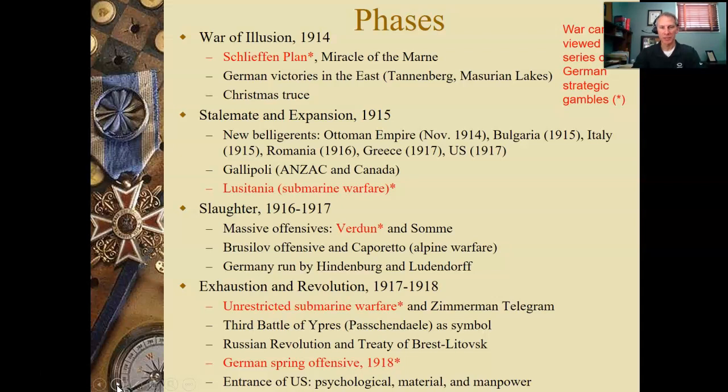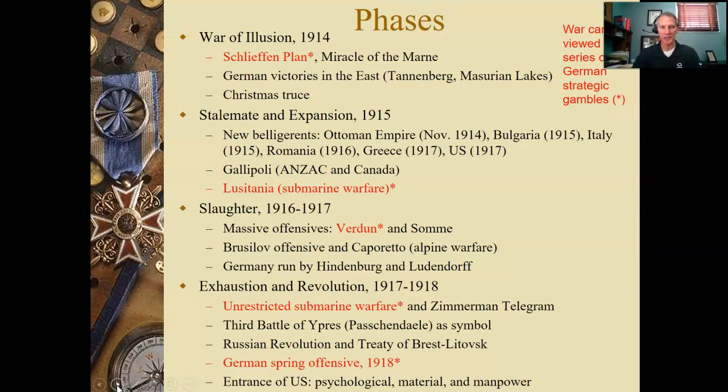And so one of the symbols of the end of this failure to realize their objectives is the Christmas truce, where troops from both sides cavorted in no man's land and actually sometimes sang songs together and exchanged drinks and pictures and played soccer. So to break out of this stalemate, 1915, the war expanded. New countries got involved to achieve their objectives.